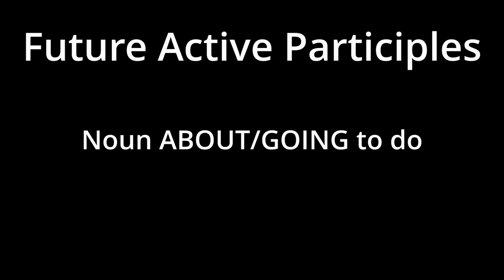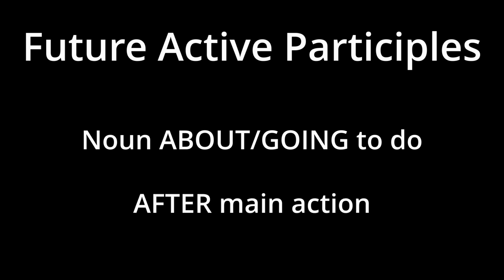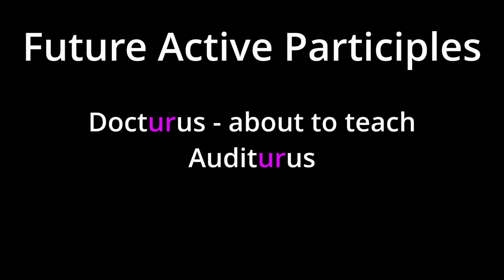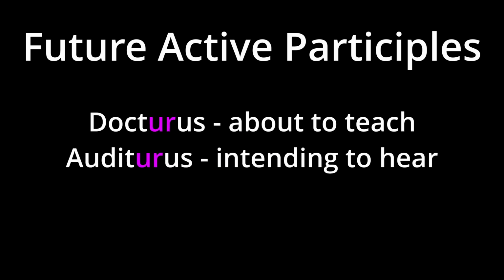These are describing what the noun is about to do, is going to do, intends to do, etc. It's going to happen after the main action of the sentence. So, doctorus, about to teach, auditoros, intending to hear, and so on and so forth. Just use your best judgment for how you translate them. The context can change how they should be translated into English.